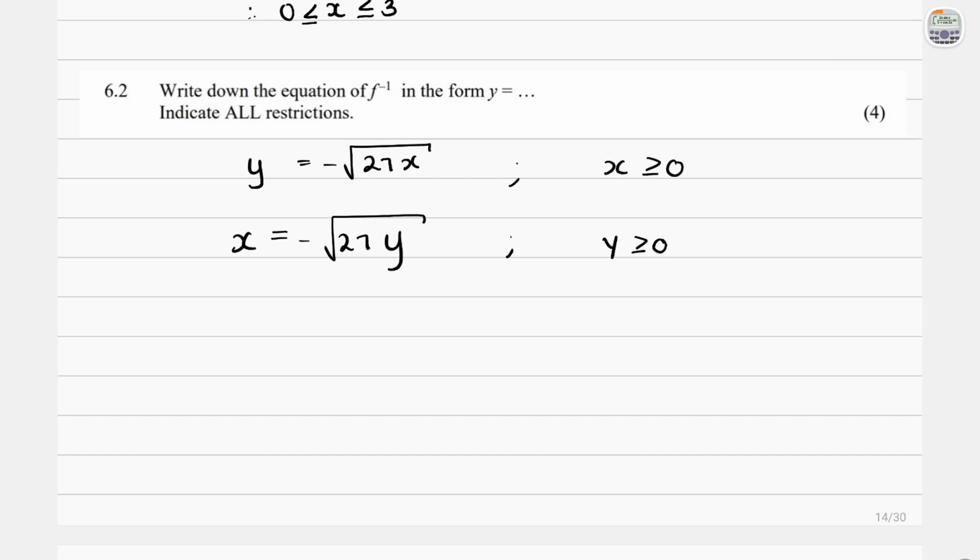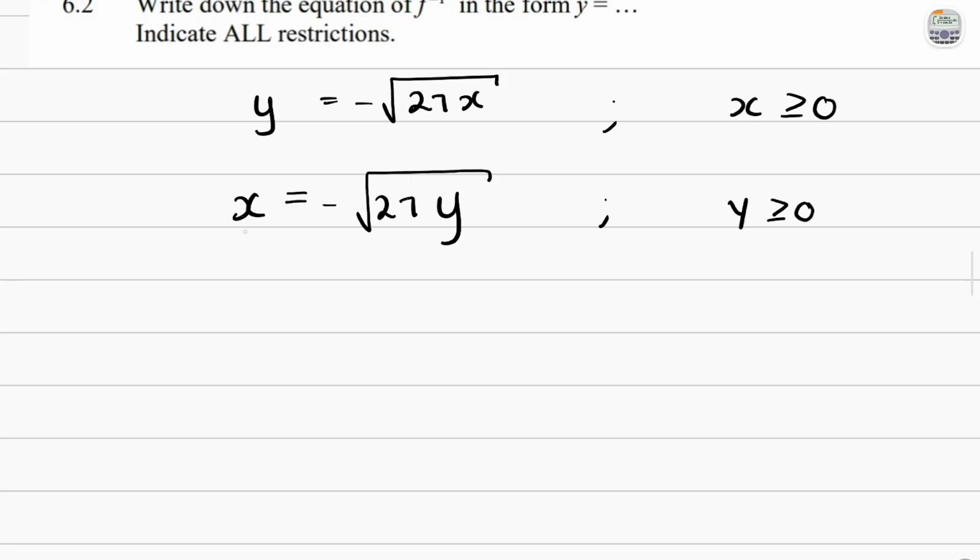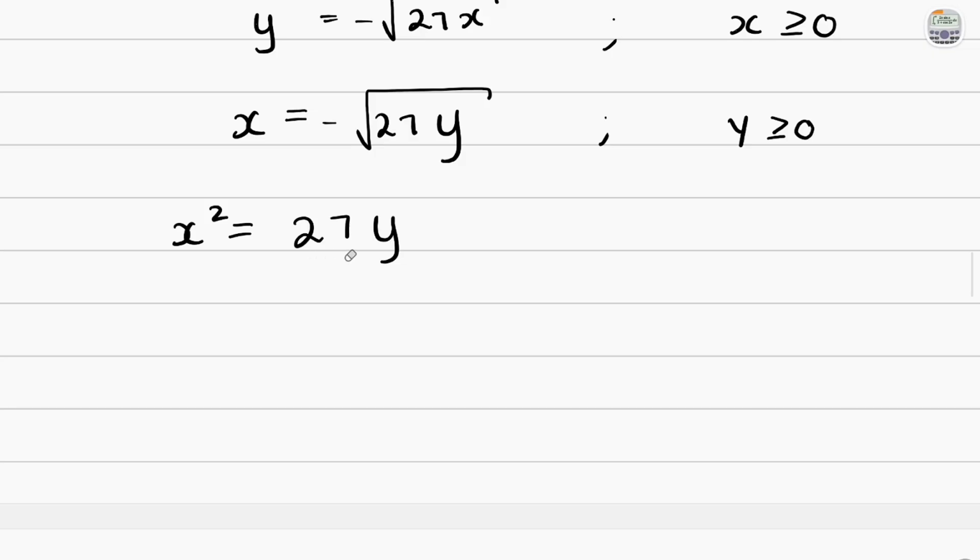And now let's make y the subject of this equation. Making y the subject, you're going to have to square both sides of the equation because this is under the radical. When we do that, we get x squared is equal to, and this will break open. Of course, that negative will also become positive. So now we have 27y, and then to make y the subject, divide both sides of this equation by 27. So y is simply equal to x squared over 27.